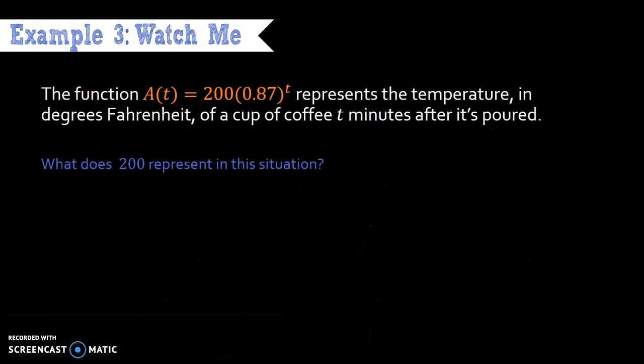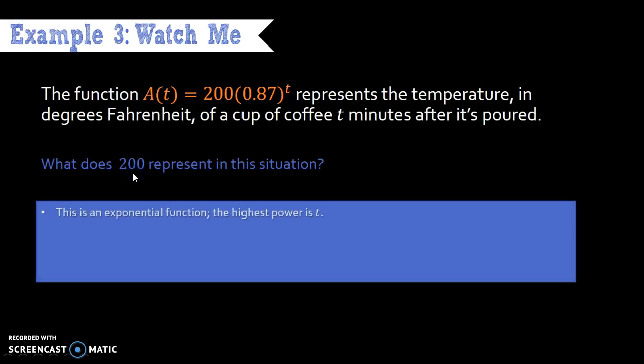Here's an example. The function A of t equals 200 times 0.87 to the t power represents the temperature in degrees Fahrenheit of a cup of coffee t minutes after it's poured. What does the 200 represent in this situation? So let's break it down. We know that this is an exponential function because we have a highest power that is an input variable. It's not a highest power of 1, it's a highest power of some variable. And we also know that t is representing time, or the number of minutes that have passed by.